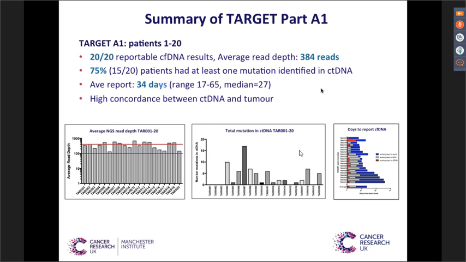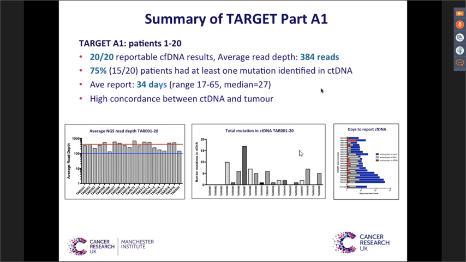So for the first part of the trial, part A1, as I said, we looked at 20 patients for the feasibility of the actual trial. We showed that we could generate data from all 20 patients. We had a 100% success rate. Our average read depth is about 300 reads per nucleotide. In 75% of the patients, 15 of them, we identified at least one mutation in the cfDNA, and our reporting time there was 34 working days. That was quite long initially, but a lot of that was setting up the bioinformatics and the molecular tumor board, and this has improved, as you'll see in the next couple of slides.